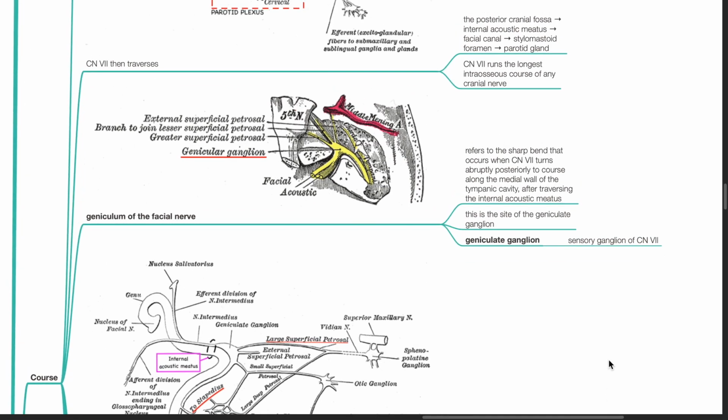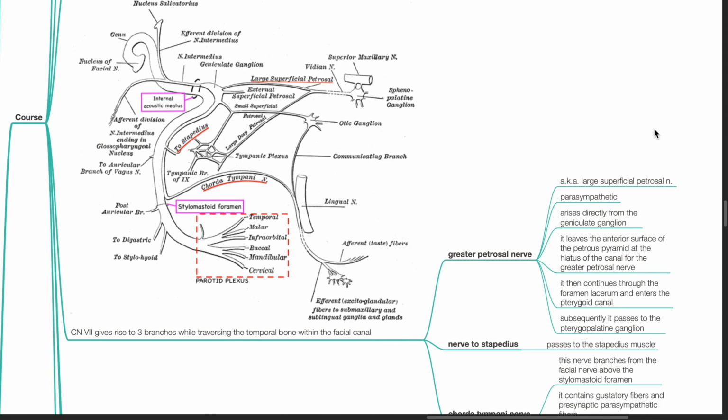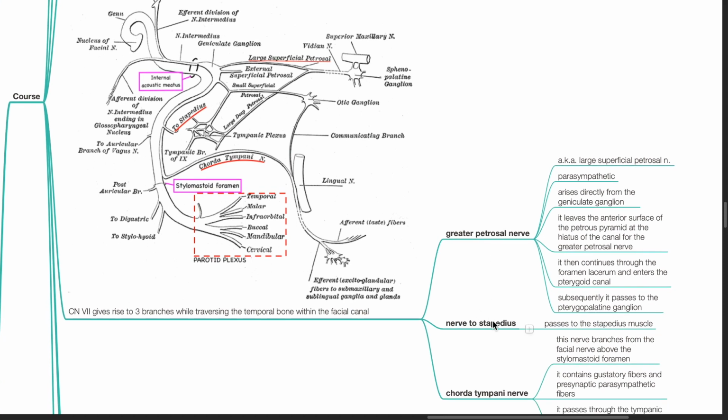Geniculum of the facial nerve. This refers to the sharp bend that occurs when cranial nerve 7 turns abruptly posteriorly to course along the medial wall of the tympanic cavity after traversing the internal acoustic meatus. This is the site of the geniculate ganglion, which is a sensory ganglion of cranial nerve 7. Cranial nerve 7 gives rise to three branches while traversing the temporal bone within the facial canal: the greater petrosal nerve, nerve to stapedius, and chorda tympani nerve.